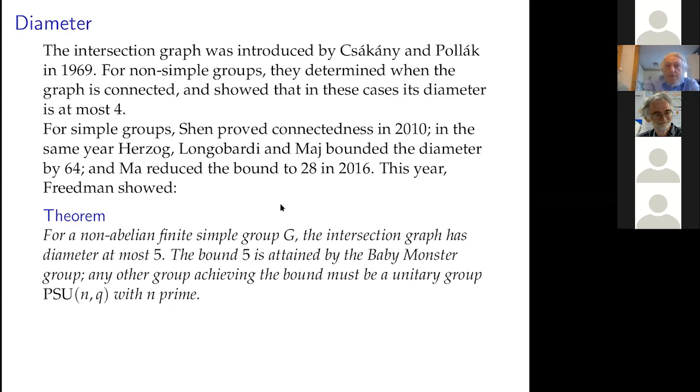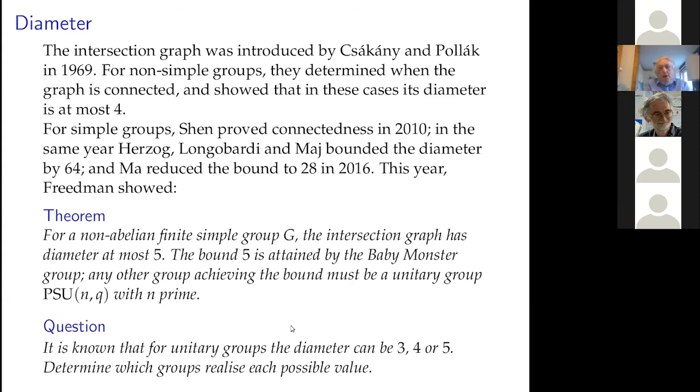So the bound 5 is attained by the baby monster. And any other group attaining the bound must be a unitary group of prime dimension. So what about unitary groups? It's known that the diameter can be 3, 4, or 5. There are unitary groups where the diameter is 3, or 4, or 5. But there is not yet a determination of which unitary groups realize which possible value.